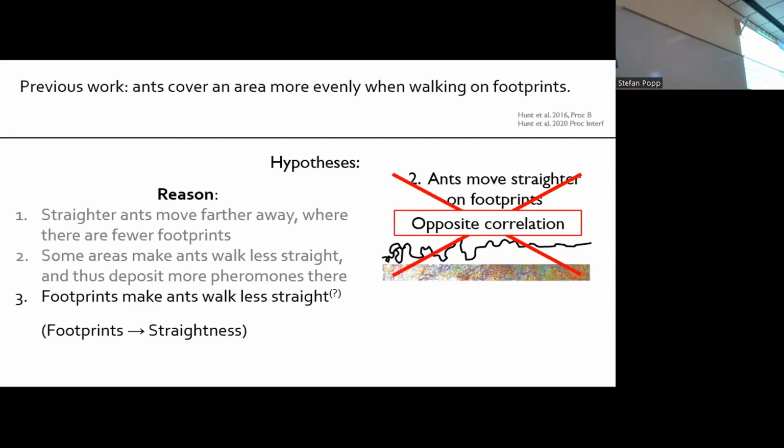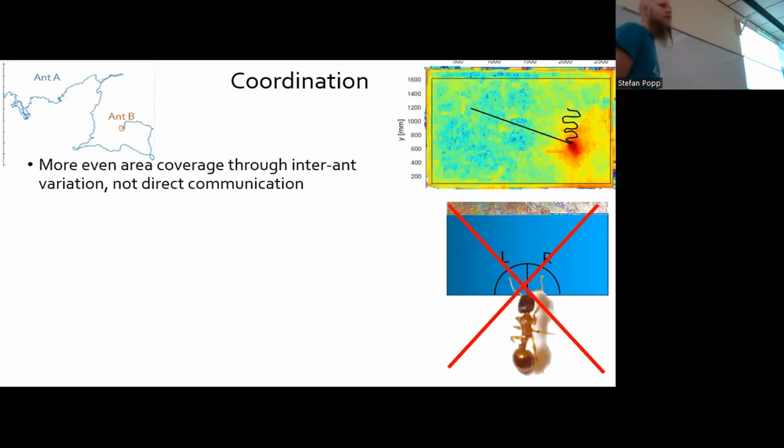That means that finally we can be relatively sure, also because we repeated the analysis on another data set of this original paper up there, that the footprints actually do make the ants walk less straight. We didn't really know yet why this would be the case. But in conclusion, there's more even area coverage, and this is probably done more through inter-ant variation, that some are straighter to begin with, and not direct communication through the footprints.